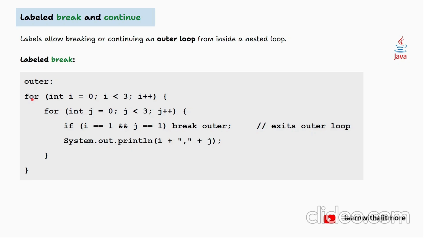Okay, see, I've given a label only to the outer loop, the outer for loop, outer colon. It's not necessarily on the same line. Even if it is written before, this label is applicable to this loop. Outer colon and then the for loop. So this label is applicable to this for loop. Okay? Can anyone trace it along with me?